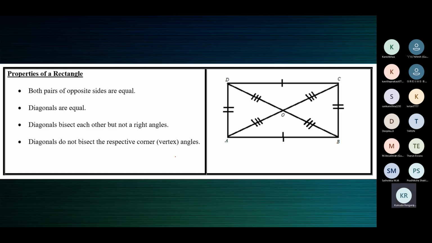Rectangle, that is where opposite sides are equal. You can remember like that. When opposite sides are equal, the diagonals don't bisect the corner angles. Like in a parallelogram and in a rectangle, only opposite sides are equal. So in these two figures, the diagonals don't bisect the corner angles. But in a rhombus and in a square, all sides are equal, so the diagonals will bisect the corner angles.